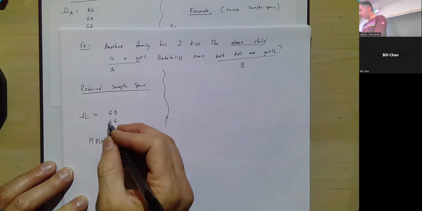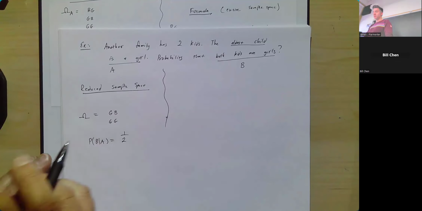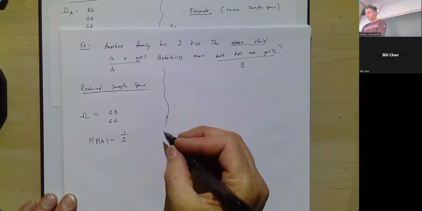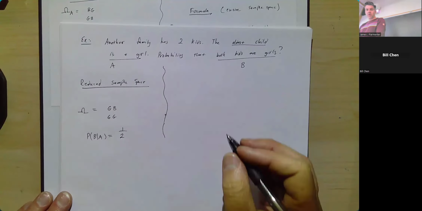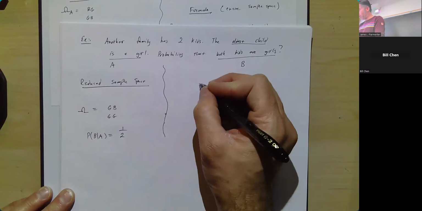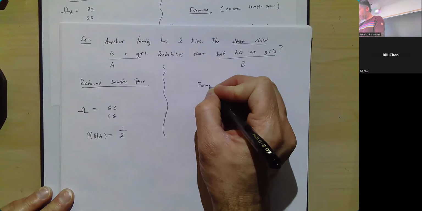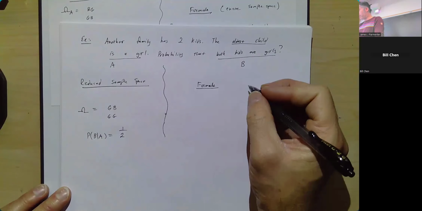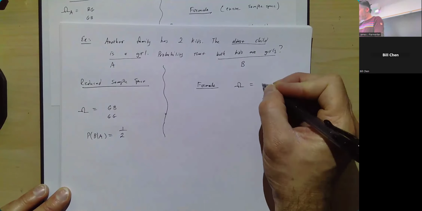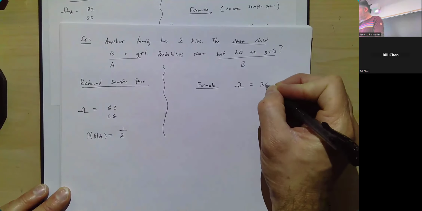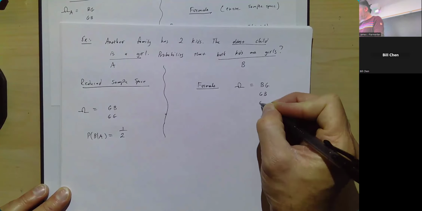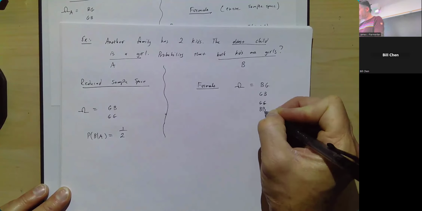There's one option that gives you what you want out of the 2 total options that you have. Or you could do it the other way. You could use the formula. Our entire sample space is still what it was before. It's boy, girl, girl, boy, girl, girl, boy, boy.